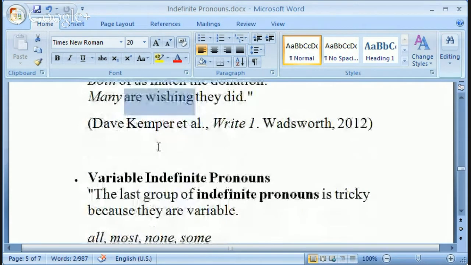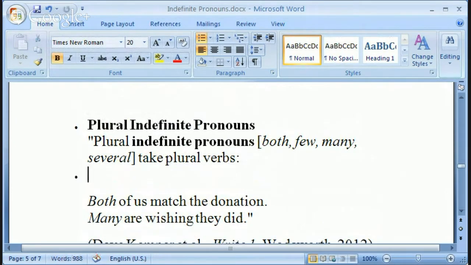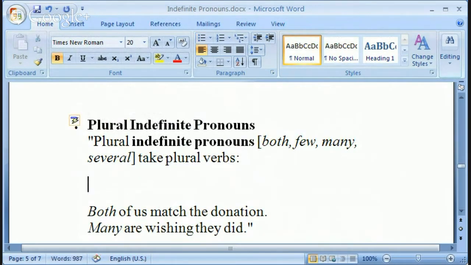All right. Let's take a look at this, actually. Using these words, both, few, many, and several, let's try to start a sentence. Let's see if we can do this. Plural indefinite pronouns. Sergio, I'm back to you.